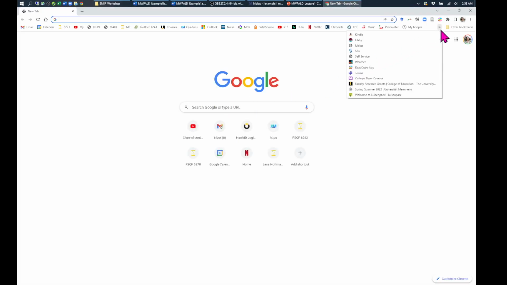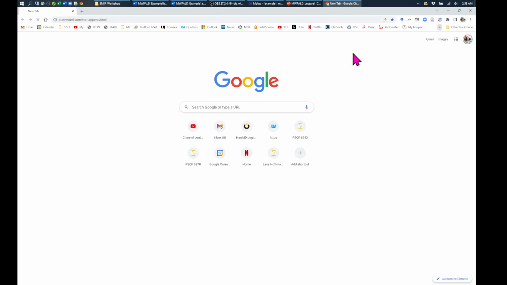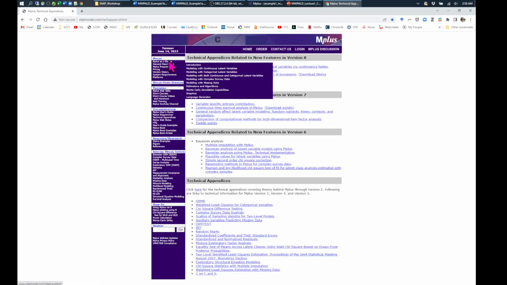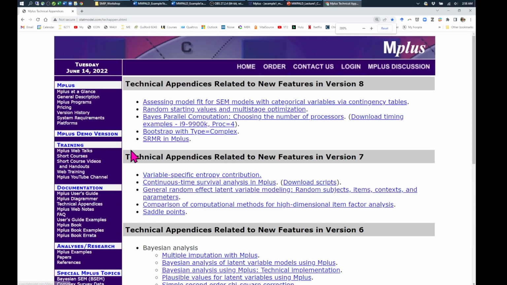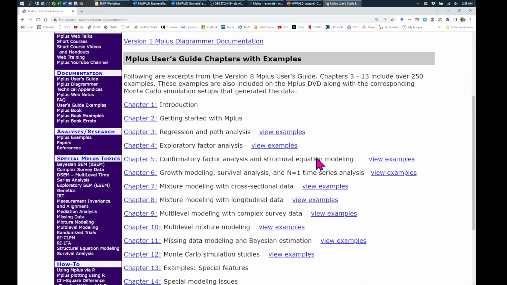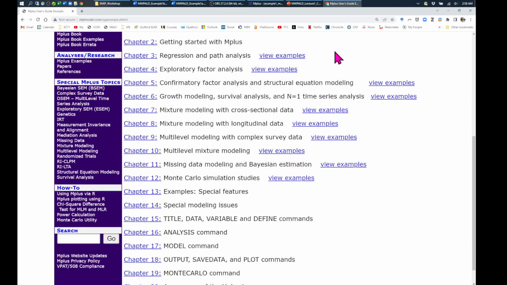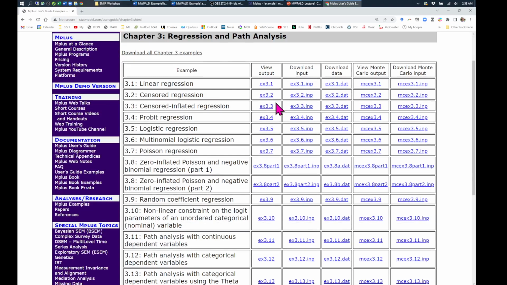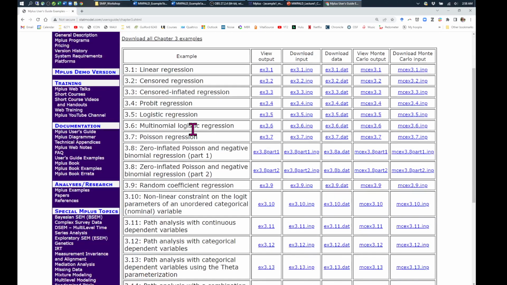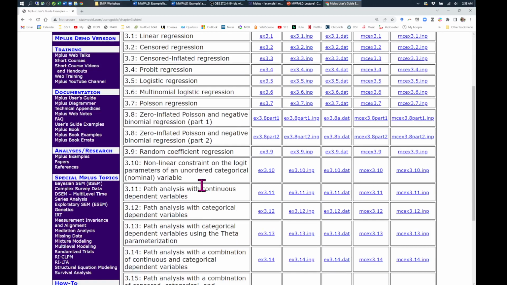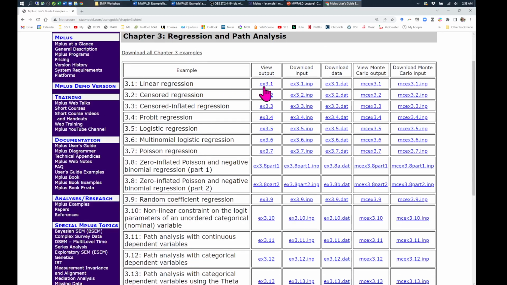The Mplus website, by the way, is a tremendous source of information. You can see all my bookmarks here. It's statmodel.com. And let me make this bigger. They have their user's guide online, and it's like a 900-page book. And for every type of model that you can fit with Mplus, you can get examples of various kinds. So like here's the regression chapter that has input and output examples to do various things along with the data.